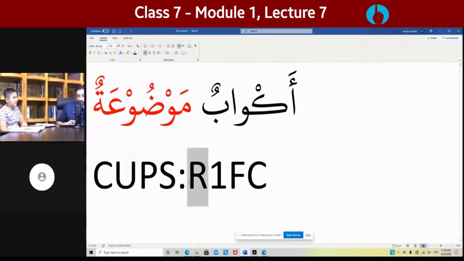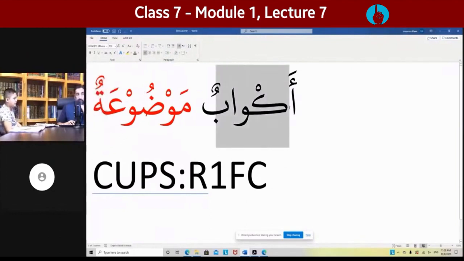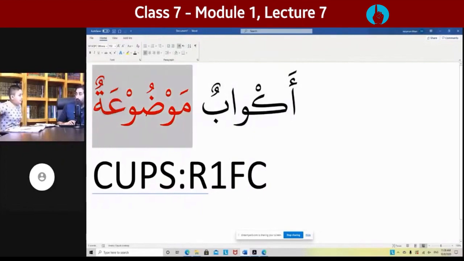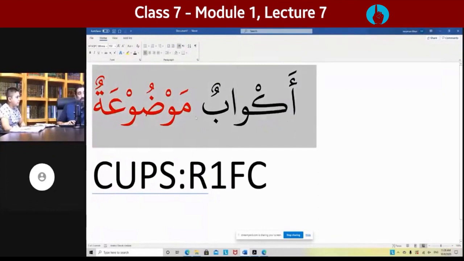Is mawdu'atun also rafa? Yes. Is it also one feminine? Yeah, because it's got a hijab. Hijab means one feminine. It's also common. You know what happened? This was a broken plural, and in the Quran's Arabic, to describe this broken plural, a singular feminine was used. A she version of a word was used. So the broken plural was treated as if it is a she.